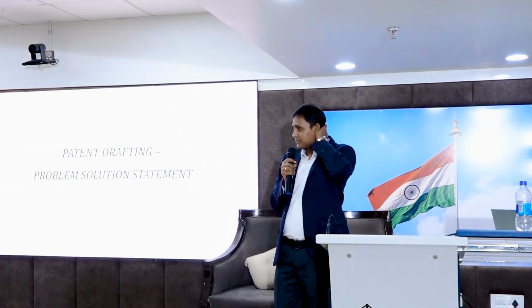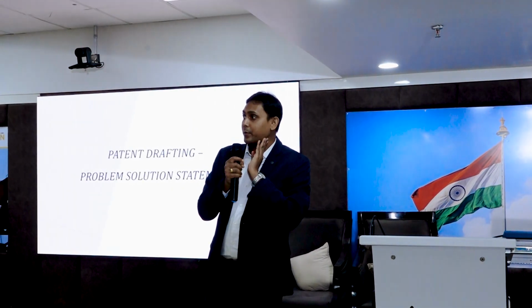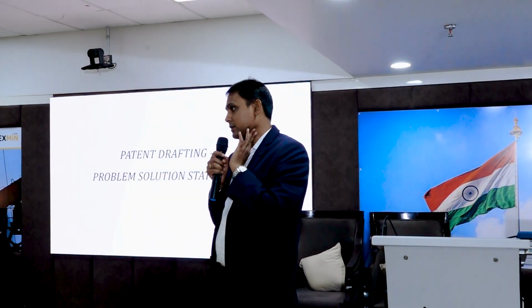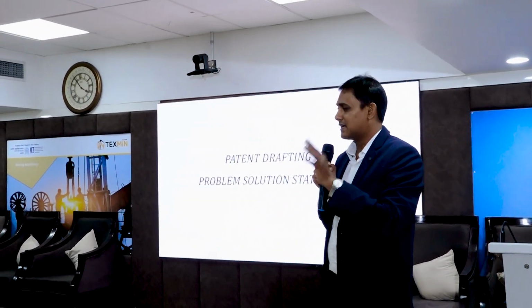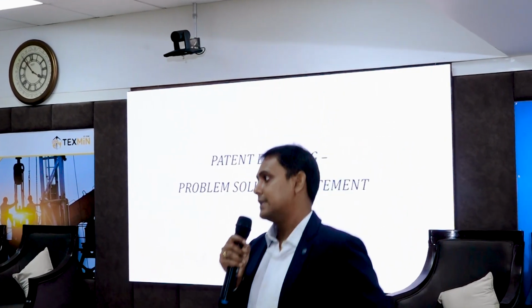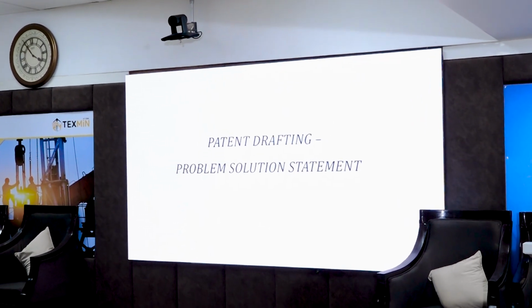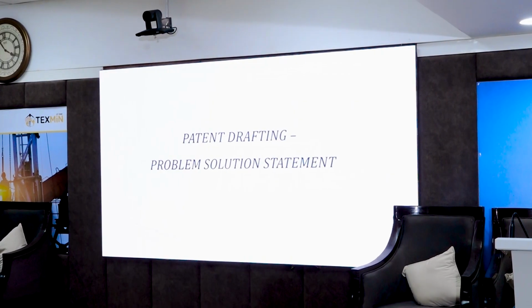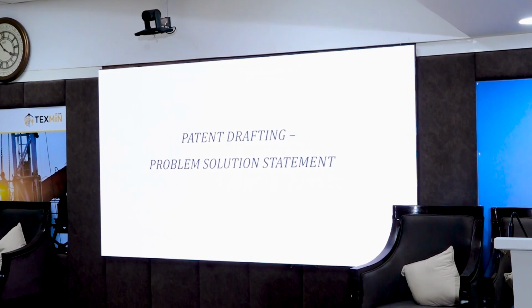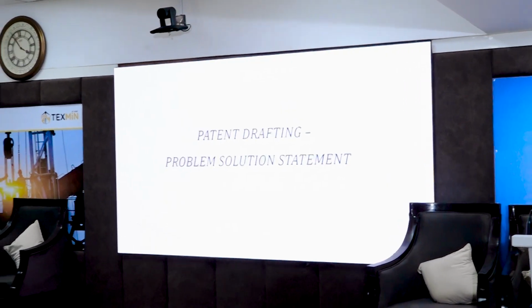Now, this patent drafting problem solution statement, I hope you have received one document, right? Please go through that and understand the important features at first. You can underline or write them down. Then try to write the claim. This is the first day you are understanding the whole thing, so just understand the step-by-step procedure to write the claim. Underline the important features and, based on that, try to write at least 1, 2, or 3 claims. If you have any question, please feel free to ask me.